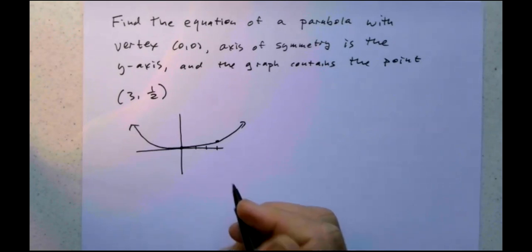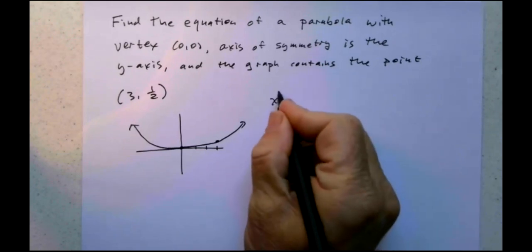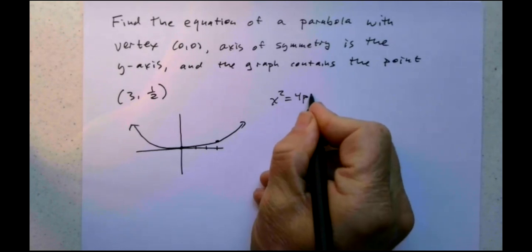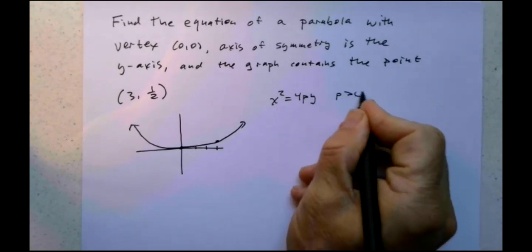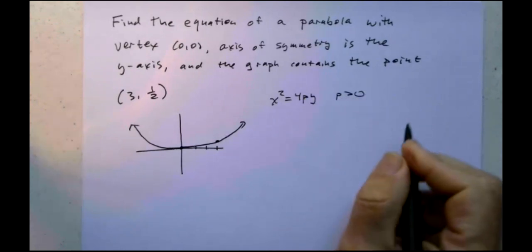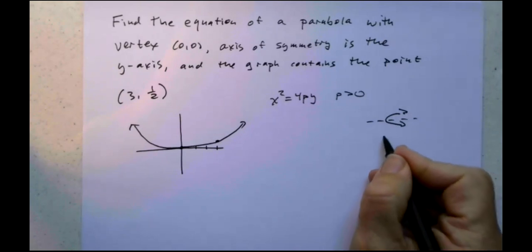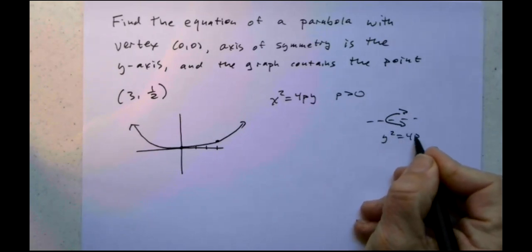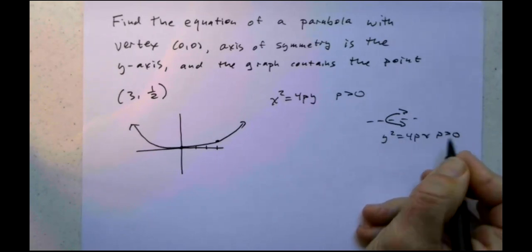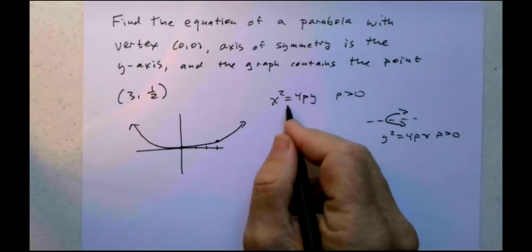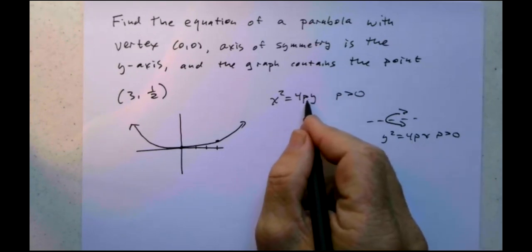So what is our format? That is x squared equals 4py, where p is greater than 0. If I had a C parabola like this, the other possibility, the x-axis would be the axis of symmetry. That would be y squared equals 4px, where p is positive, just keeping the case in mind.